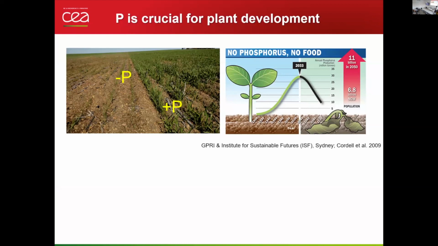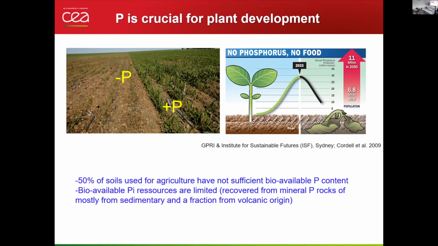Okay. So just to remind you that phosphorus is one of the essential macronutrients. You can see the difference of growth in plants on crops which receive fertilizer and without fertilizer. And the second important point is phosphorus is a finite resource. We extract phosphorus from rocks and we expect to reach half of the consumption in the next 2 or 3 decades. Half of the soil around Earth is lacking phosphorus to get proper development of the plants.